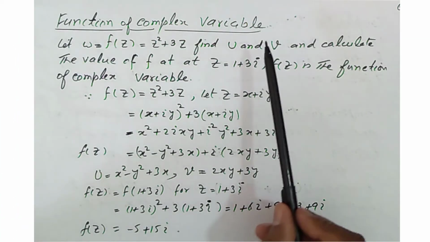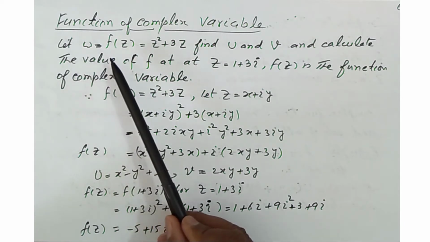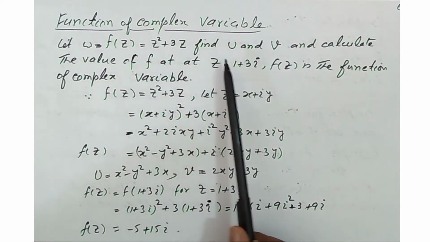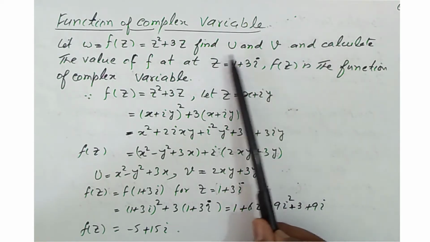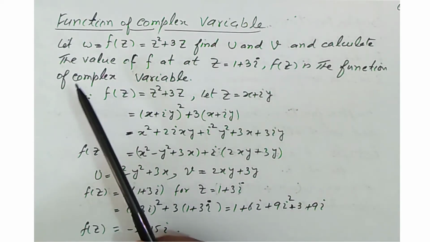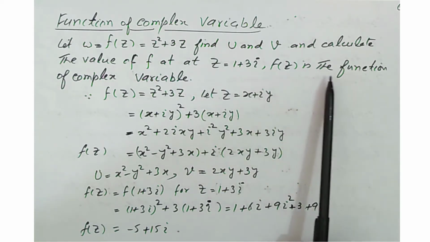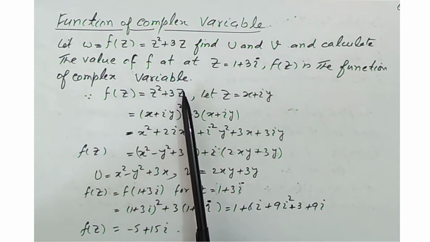Now, function of a complex variable. Let omega equal f of z, which is equal to z square plus 3z, equal to u plus iota v. Find u and v and calculate the value of f at z equal to 1 plus 3 iota. f of z is a function of a complex variable.